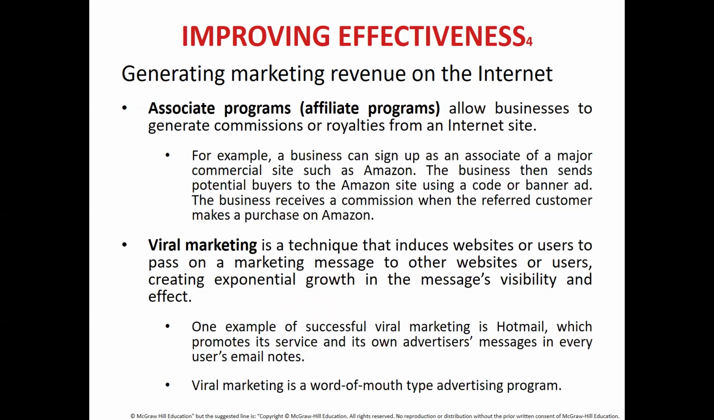Generating marketing revenue on the internet, we will continue with this. Now we have associate programs, also called affiliate programs. They're also generally labeled as affiliate marketing. They allow businesses to generate commissions or royalties from an internet site. For example, a business can sign up as an associate of a major commercial site such as Amazon. The business then sends potential buyers to the Amazon site using a code or banner ad. The business receives a commission when the referred customer makes a purchase on Amazon.